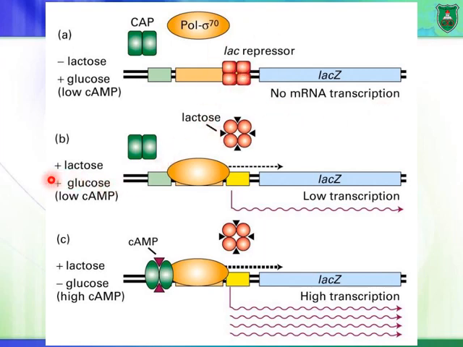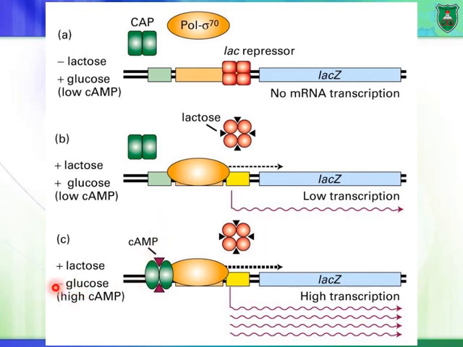Now, let's say that there is lactose and there is glucose. Now, preference is for glucose, right? But at the same time, since there is lactose, now this lactose, or I should say allolactose, would bind to the repressor, releasing it from the operator. And the RNA polymerase can bind to the promoter and it can induce transcription. But the level of transcription is really low because CAP is not bound to cyclic AMP. So it cannot bind to that element upstream of the promoter region, and as a result, the RNA polymerase is not really induced to work very efficiently.